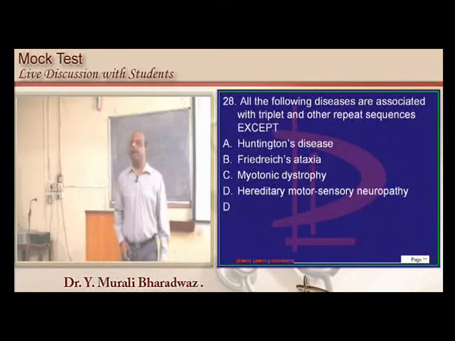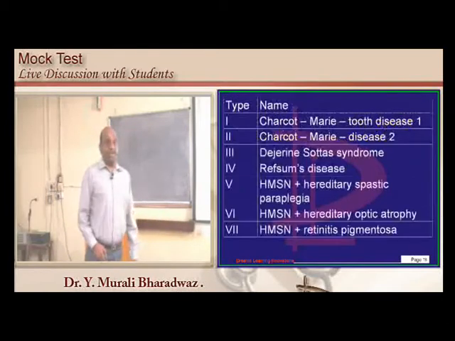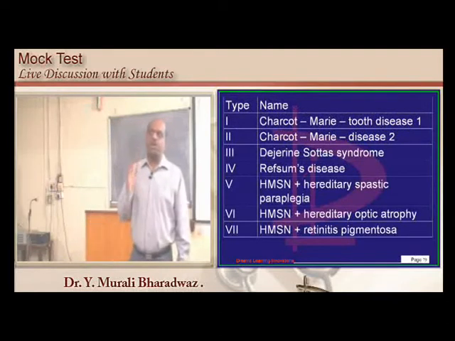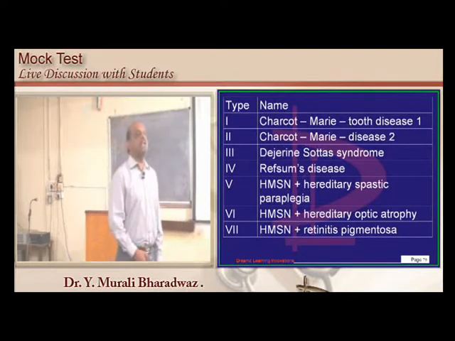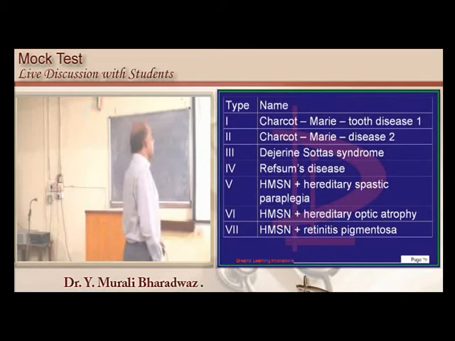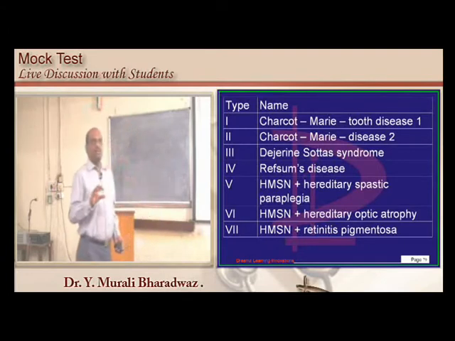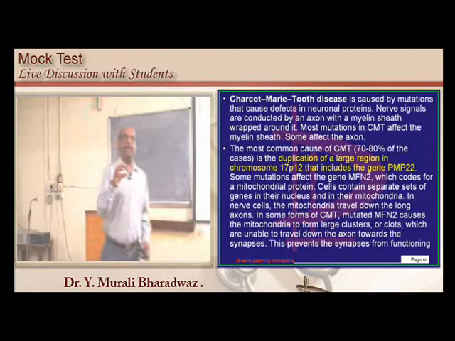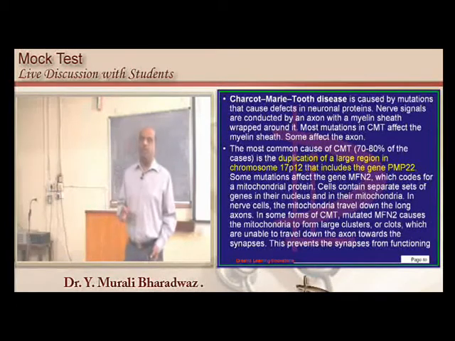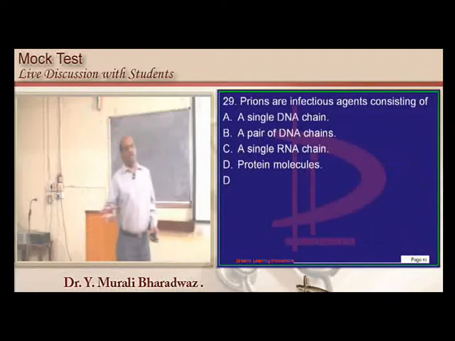Huntington's, Friedreich's ataxia, myotonic dystrophy, they are all trinucleotide repeat disorders. Whereas HMSN, hereditary motor sensory neuropathy, what is the other most common type, doctor? Charcot-Marie-Tooth syndrome is the one which is the most common. Fundamentally, the problem in HMSN is duplication of a large area of chromosome 17q12, which is the underlying problem in Charcot-Marie-Tooth syndrome, not a trinucleotide repeat, is what you need to remember. Prions are basically those modified protein molecules.